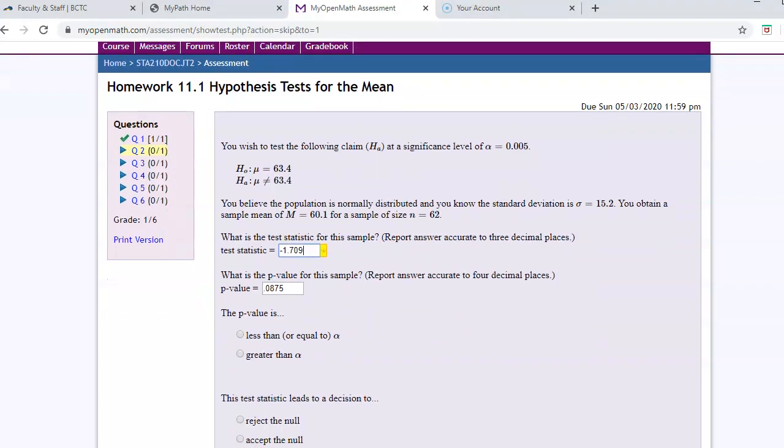All right, now our p-value is 0.0875. Our alpha is 0.005. Just comparing the first two numbers, 0.08 is bigger than 0.00. All right, so this p-value is bigger than alpha. So the p-value is greater than alpha. And recall, if a p-value is greater than alpha, we are going to fail to reject the null.